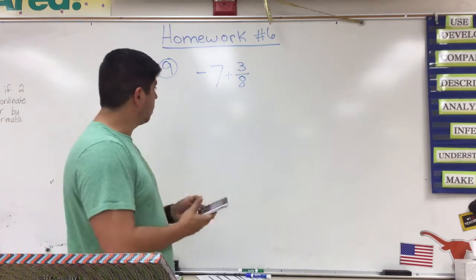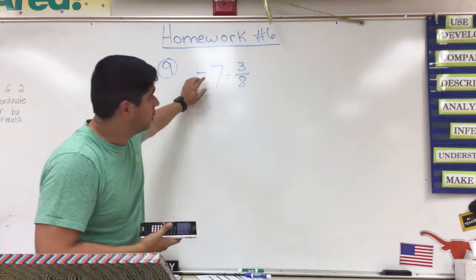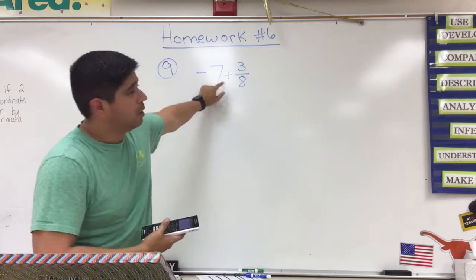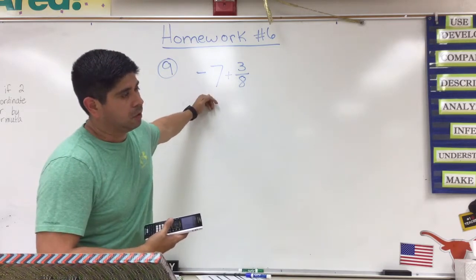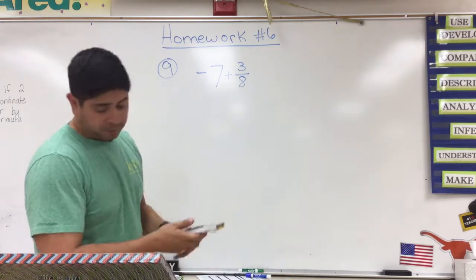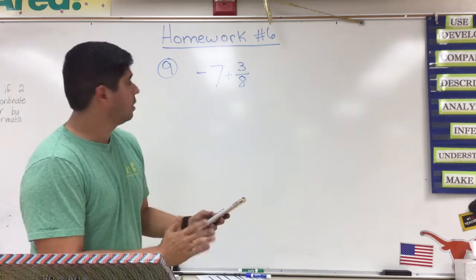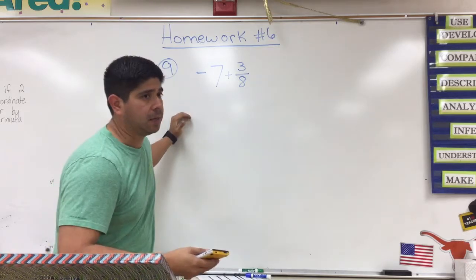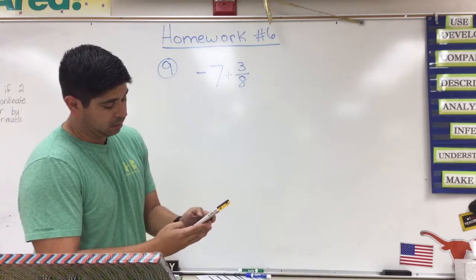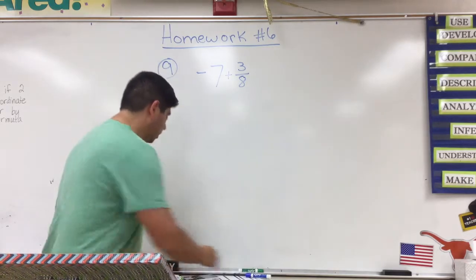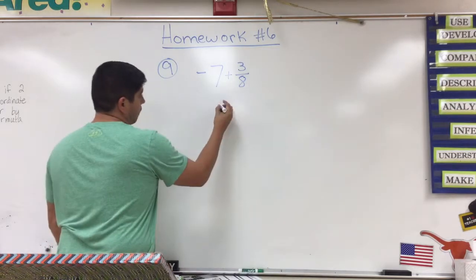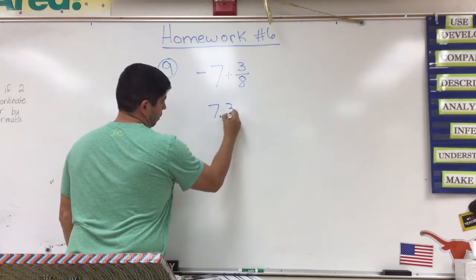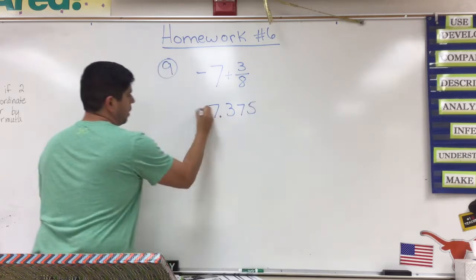Okay, so I'm not going to put the negative part in there because it sees this as a negative 7 plus that, so it's going to subtract it down. So I just put 7 plus 3/8, okay, and then when I get what it is together, then I'm going to put the negative sign back in front of it. All right, so control enter, we get 7.375, and then negative sign in front of it.